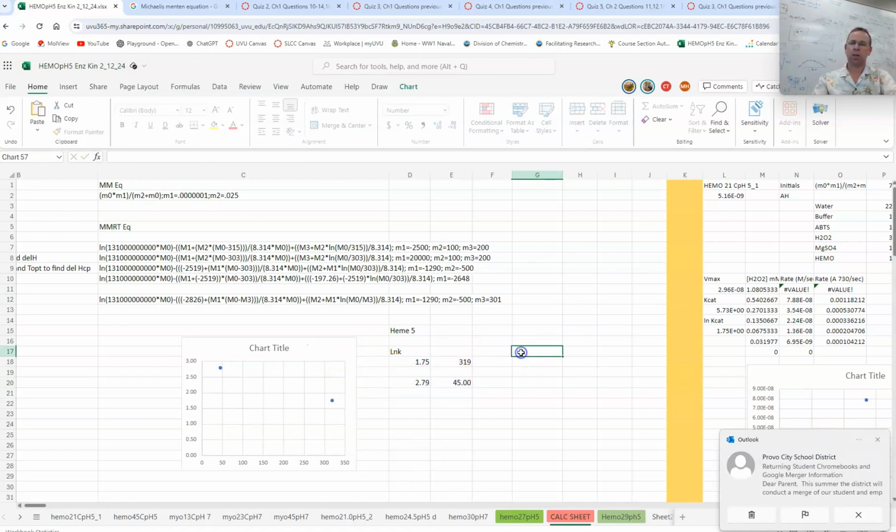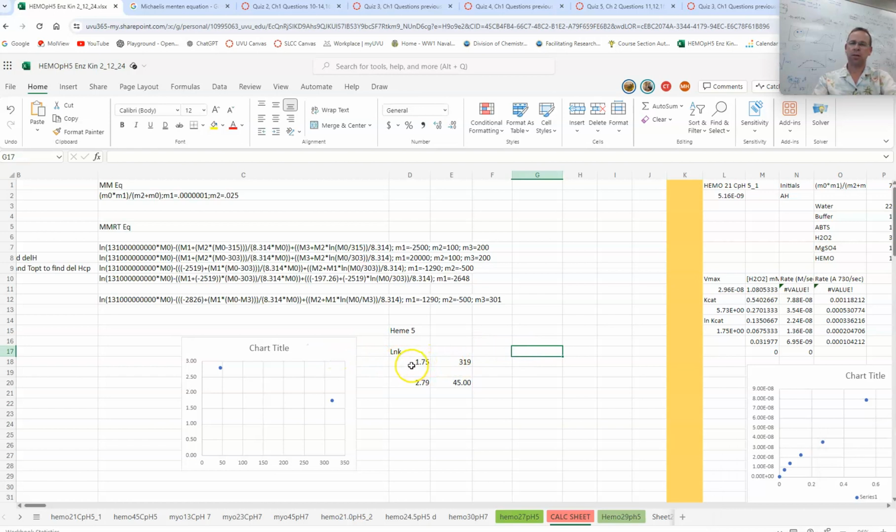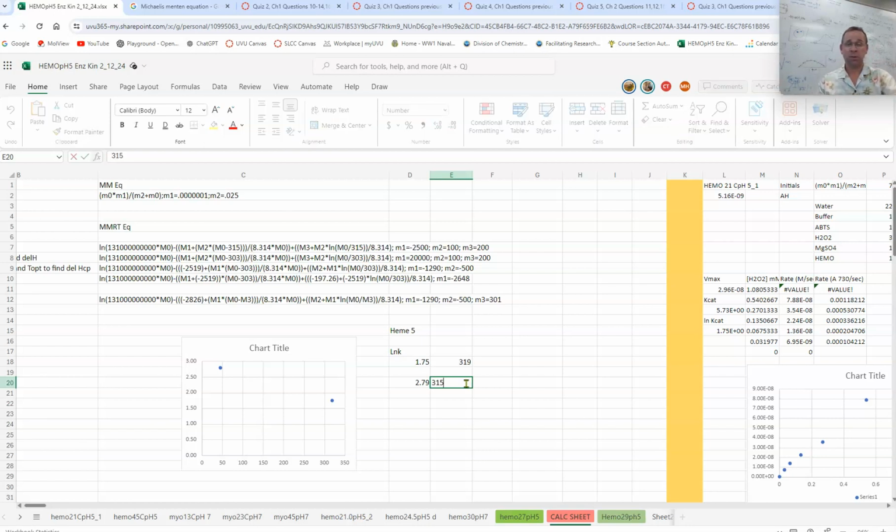Okay, so this is plotting the natural log of k versus the temperature. Now 45 is in Celsius. We need to add 273 to that. What is that? 273.15. Is that right? 318. It was 45. Yeah, 45. Yeah, 318.